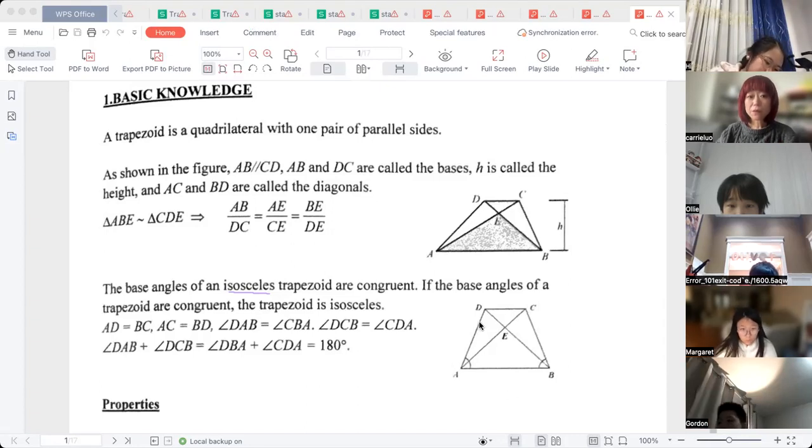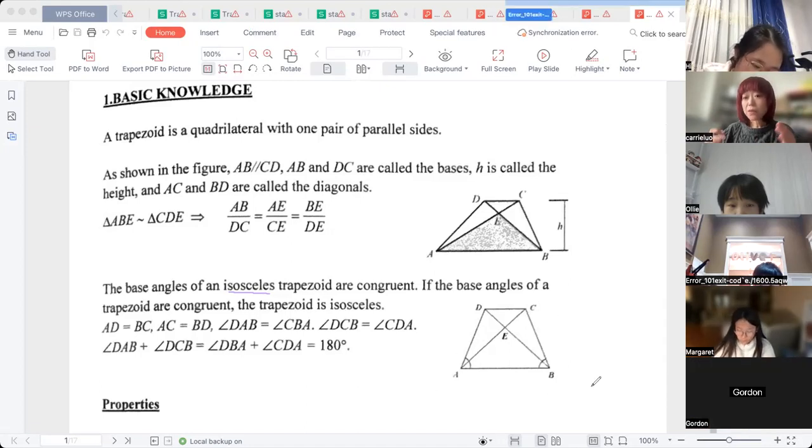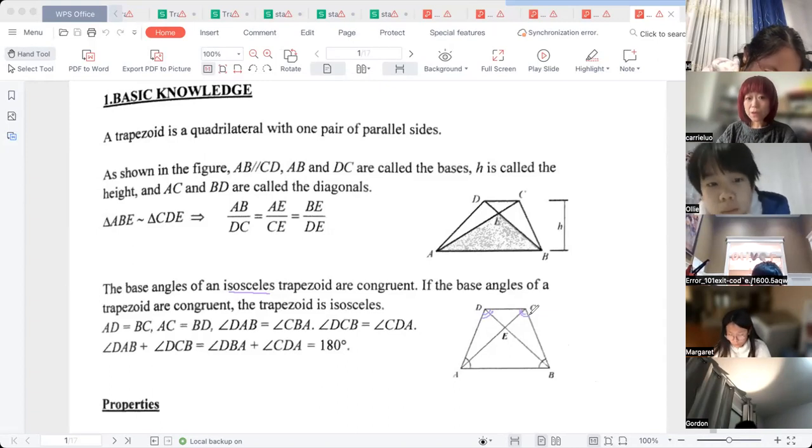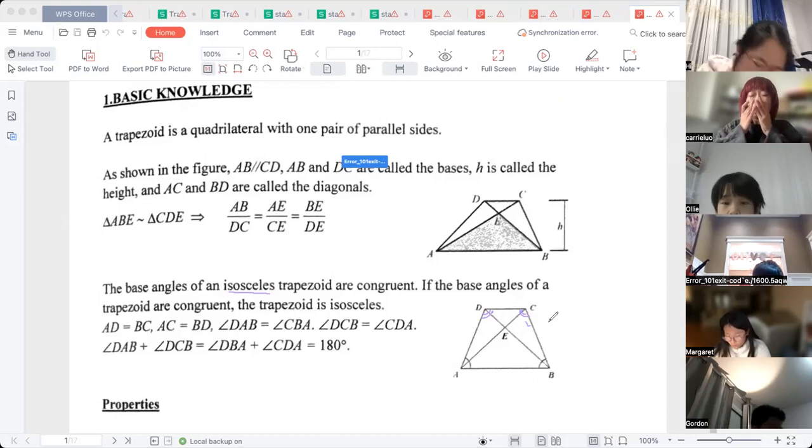Okay, when you have an isosceles trapezoid, then AD and BC are of course the same. So AD equals BC, right? And also AC equals BD. The diagonals are also equal to each other. And the base angles at the bottom are the same, and also the top two angles are the same as well. Okay, so angle DAB plus DCB equals DBA plus CDA, which equals 180 degrees. Understand, Ollie?